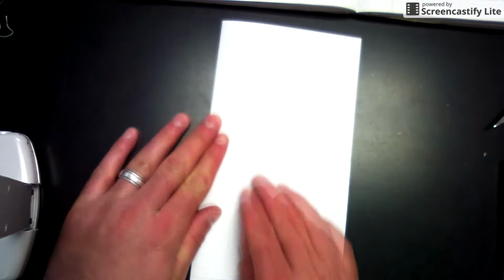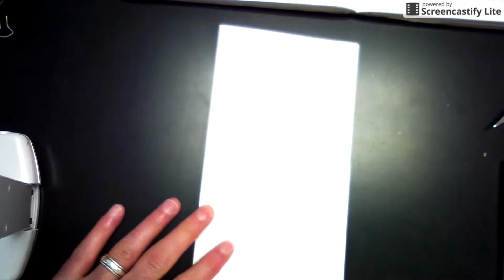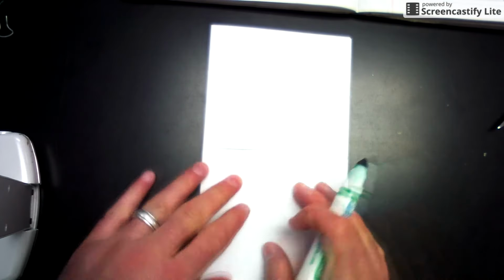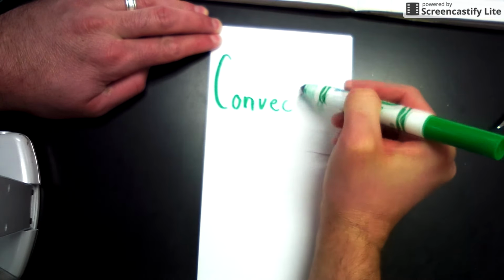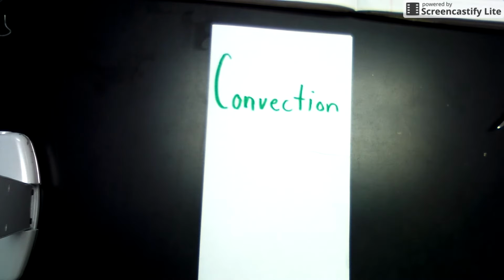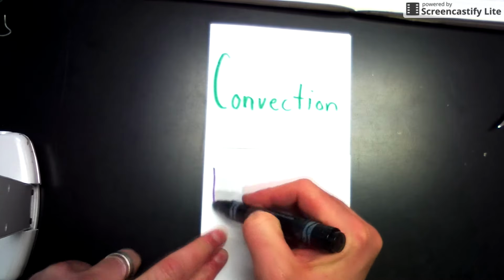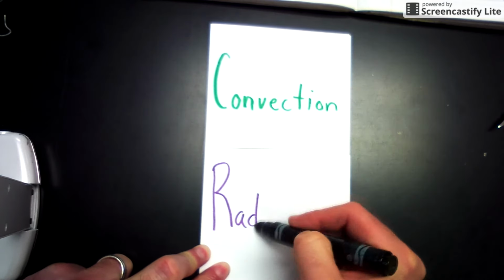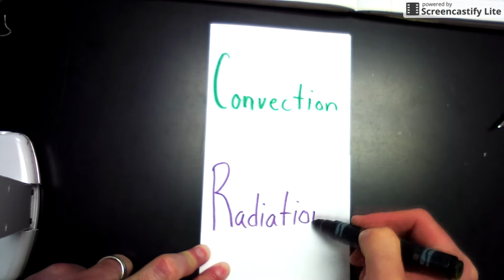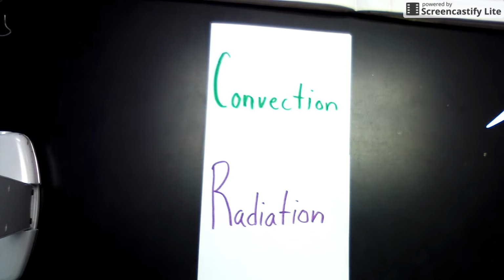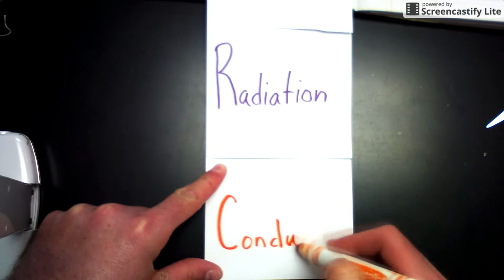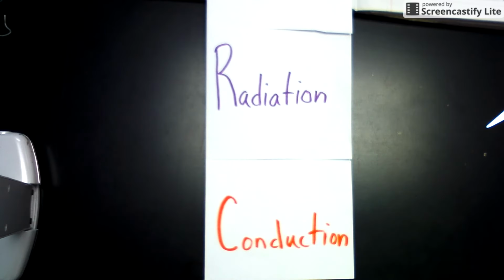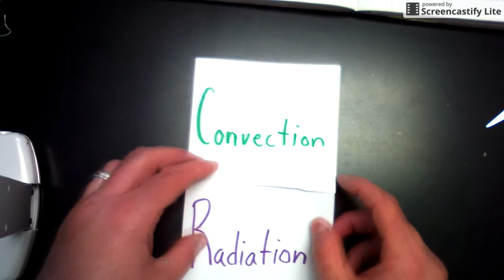Now I'm going to use different colors to make it more prettyful, but you can do it all in pencil if you want to. The first way we're going to talk about is called convection. So I'm going to go to the top flap and write convection. The second way that thermal energy moves that we're going to talk about today is radiation. And the third is conduction. These are the 3 different ways that thermal energy can transfer or move.